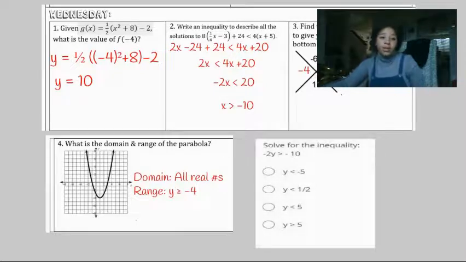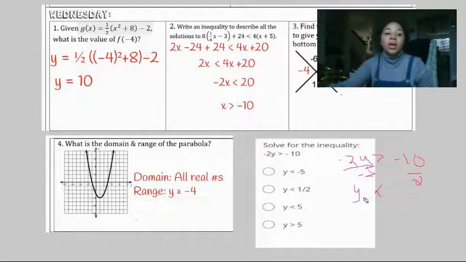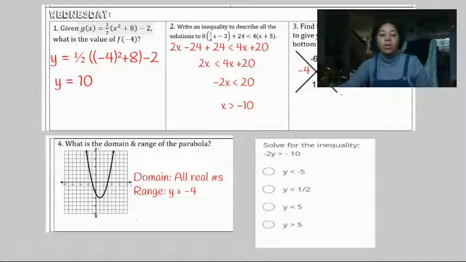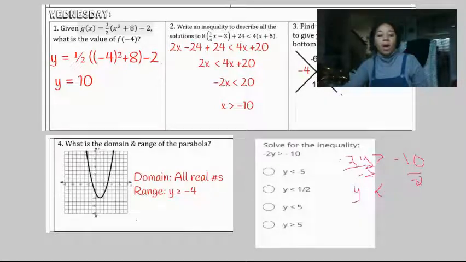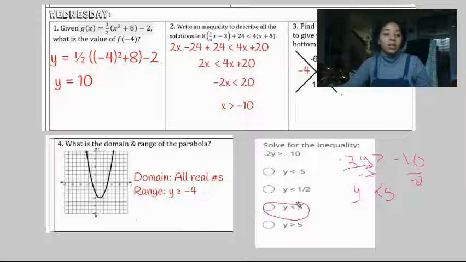Now, solve the inequality. So here we go. We're going to solve it. We have -2Y < -10. Divide -2 from both sides. That allows me to flip the sign. Y > 5. Because a negative divided by a negative is a positive. So Y is being turned away and it's eating the 5. So that would be our answer.